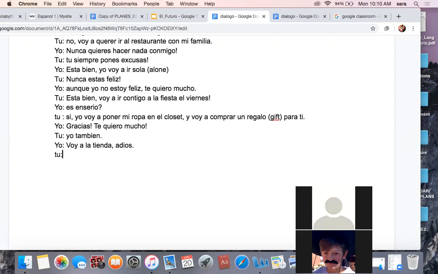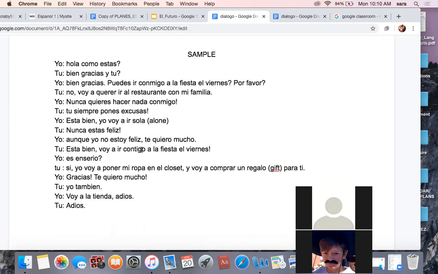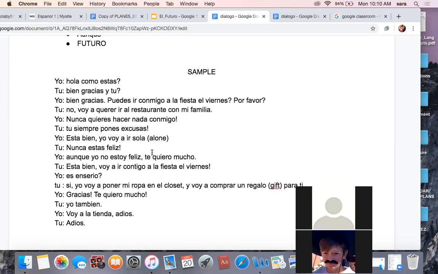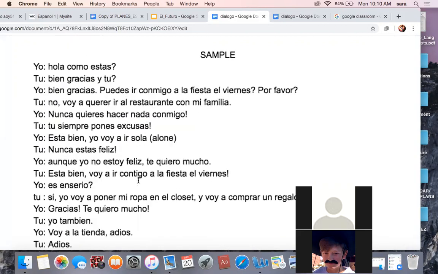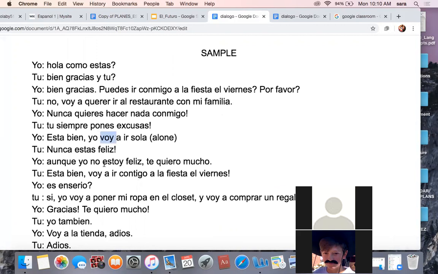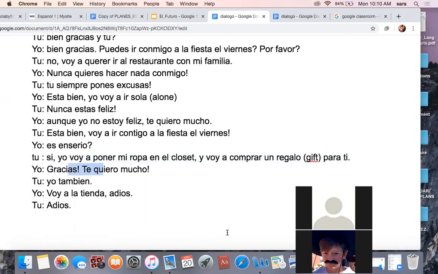Y tú. Adiós. Right? Should just say, I'm going to go to the store. Bye. Okay, I don't know if they're texting or talking, but super easy, right? I use all the words. You can see voy is like everywhere. I didn't even use the other way.